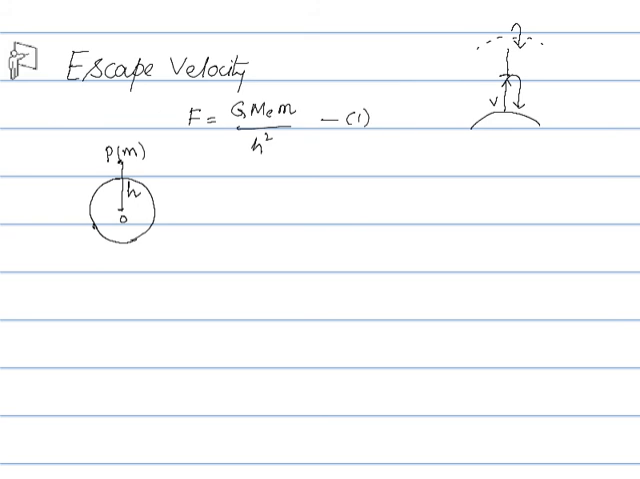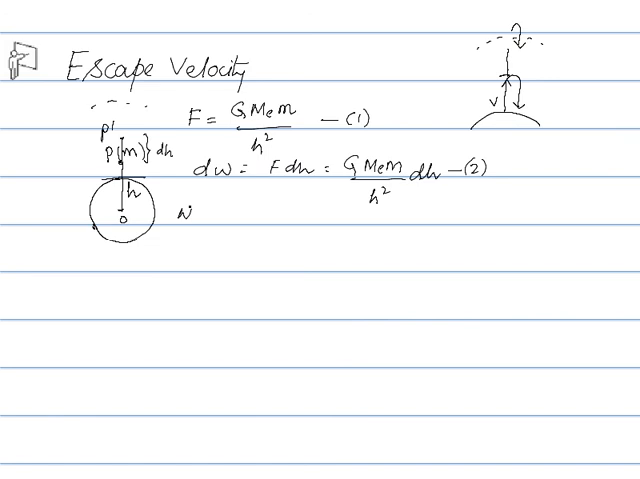Now if we want to move this particle from P to P dash by a very small distance, say dh, then the work done can be obtained by multiplying this force with displacement, that is force into displacement. This is G M_e m by h square into dh. Now this work is to move the particle from P to P dash by a small displacement dh. So if we want to find out the total work to move the particle from the surface of Earth to infinity, we can integrate this equation.